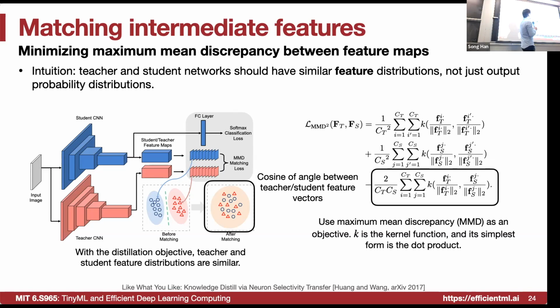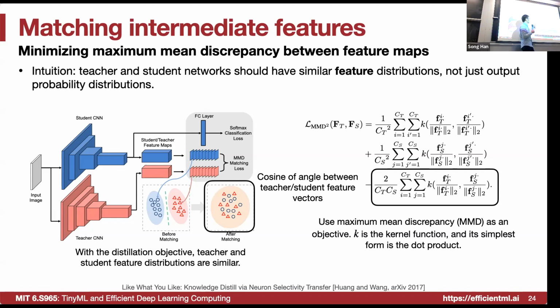And here we are minimizing this maximum mean discrepancy between the feature maps. This is a way to calculate this distance, which is basically calculating the cosine distance. So this is the feature map of the teacher, the feature map of the student, and these are the cross terms between the teacher and the student. So the closer the feature maps, the larger this term. Since there's a minus sign here, the smaller this loss function.